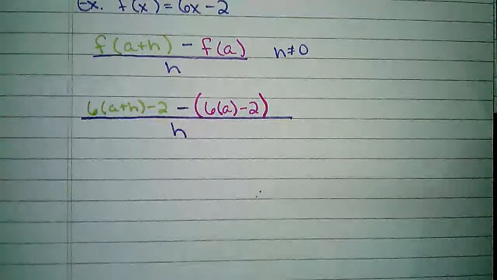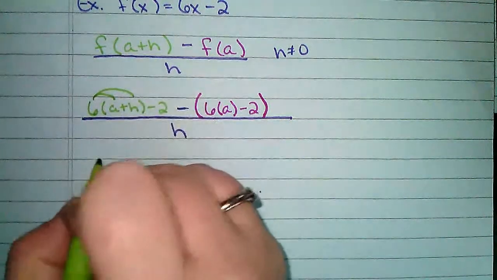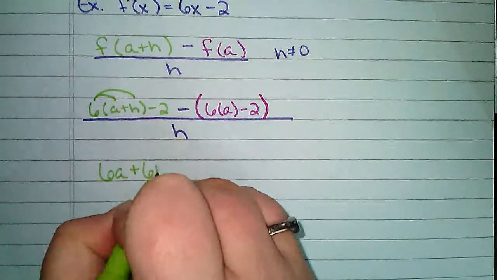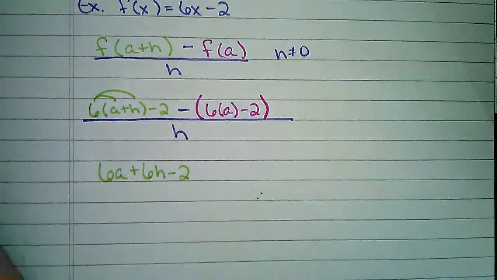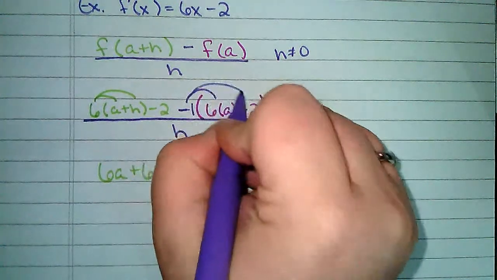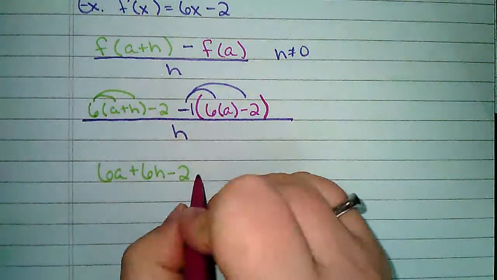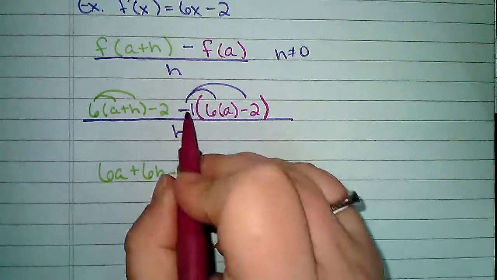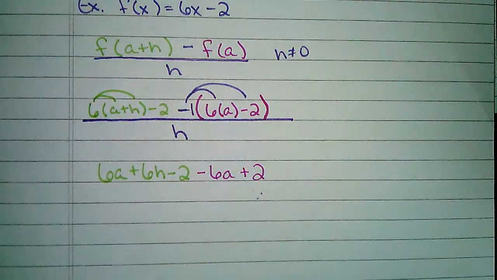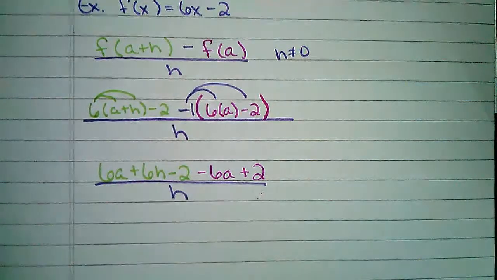So doing math looks like here I've got some distribution to do. So if I distribute that, I'll have 6a plus 6h minus 2. And here, remember, this is negative 1. I need to distribute that as well. So negative 1 times 6a is going to be negative 6a. Negative 1 times negative 2 is going to be positive 2. And that is all going to be divided by h.